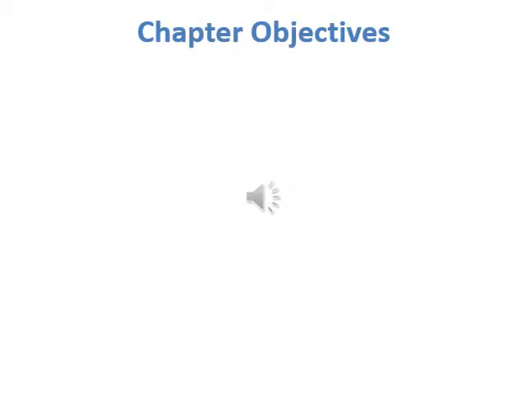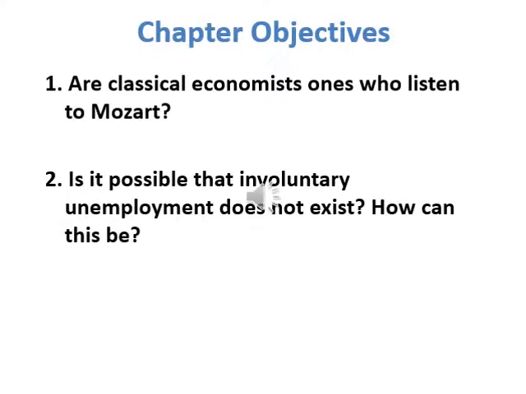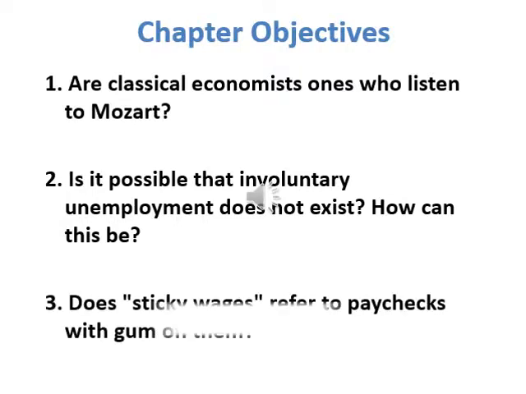Chapter Objectives. 1. Are classical economists ones who listen to Mozart? 2. Is it possible that involuntary unemployment does not exist? How can this be? 3. Does sticky wages refer to paychecks with gum on them?